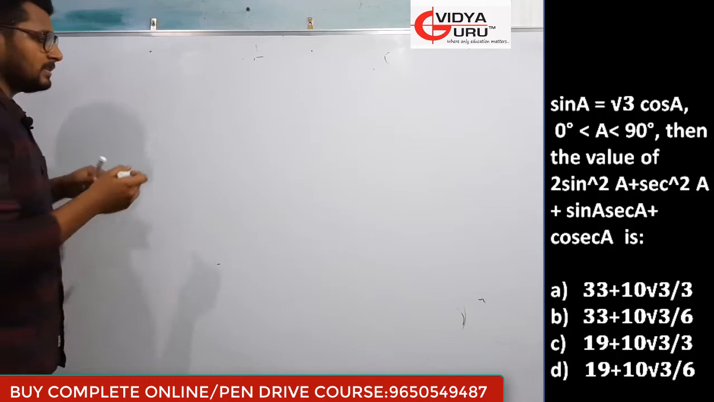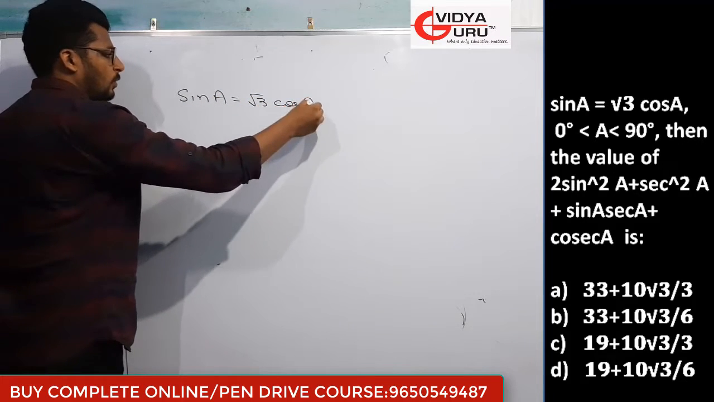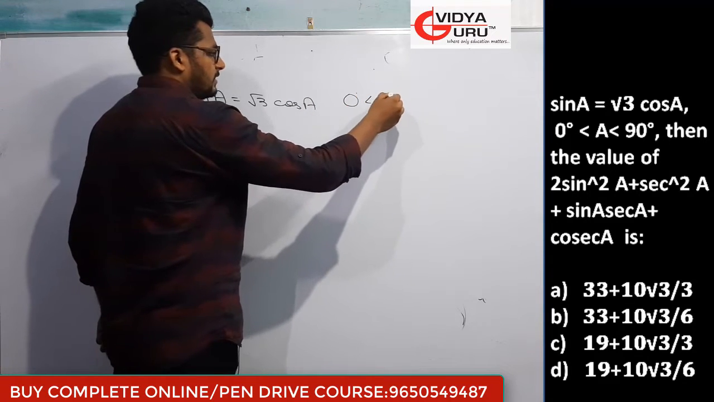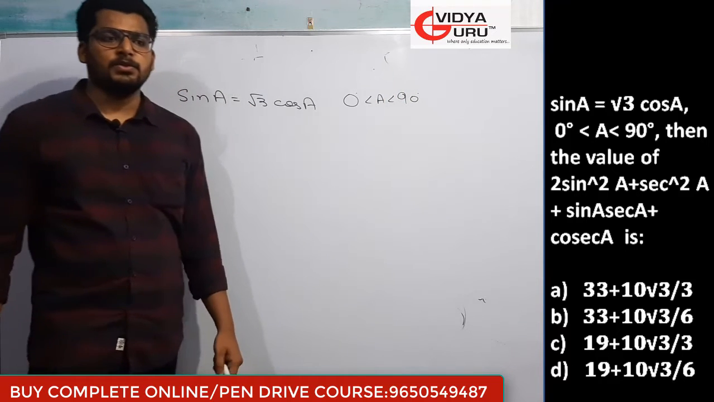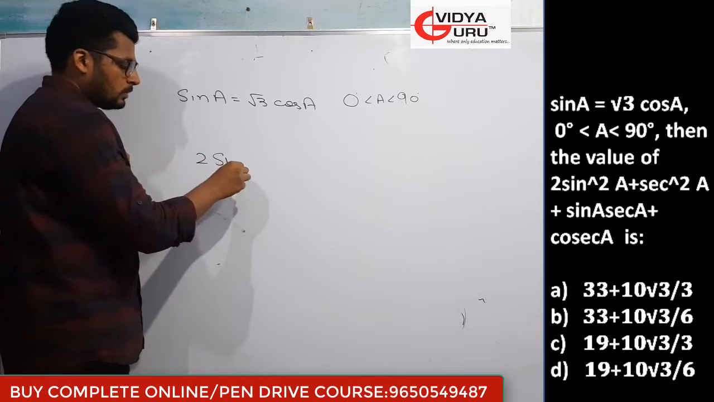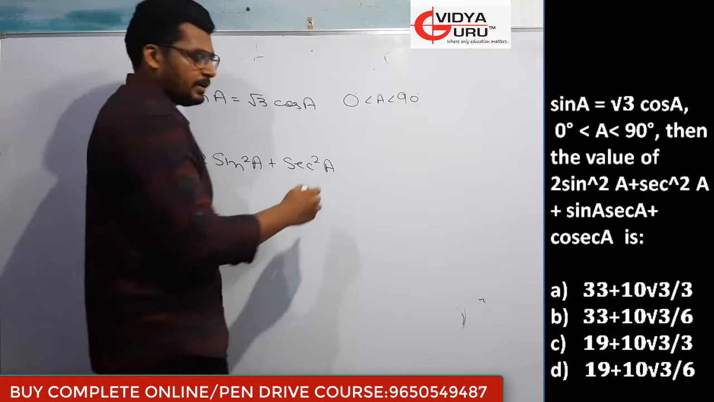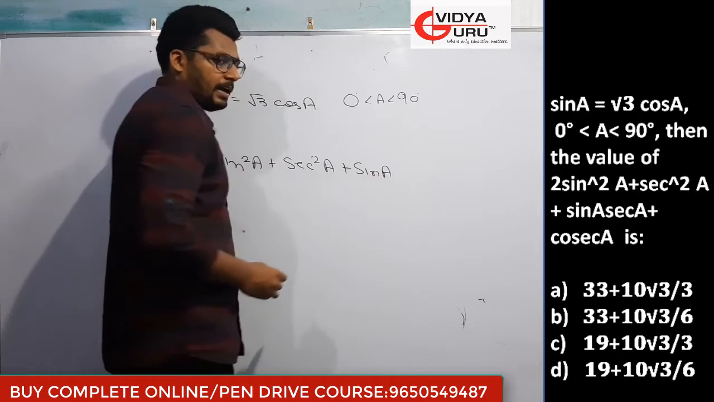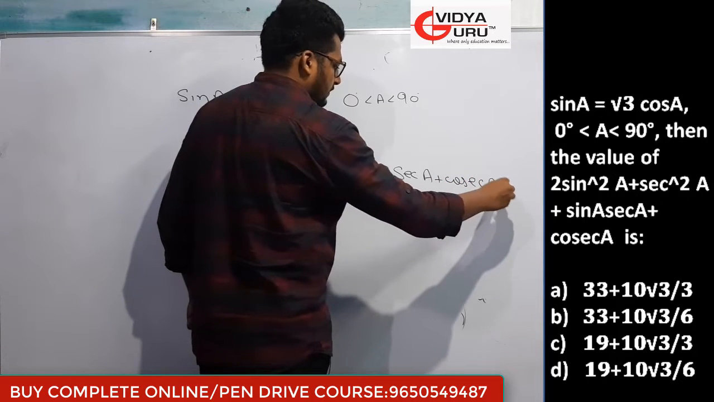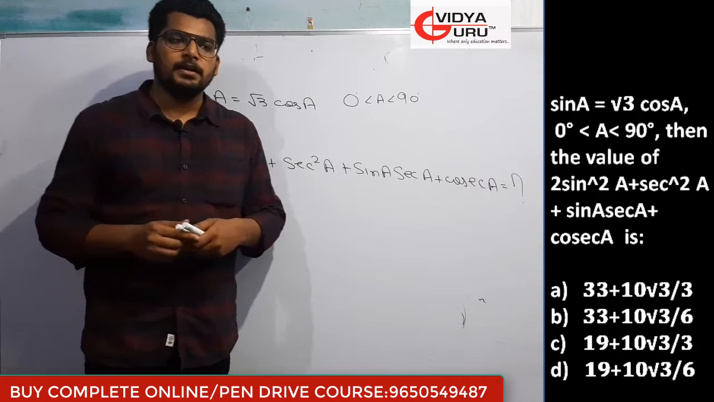What is the next question saying? Sin A is equal to root 3 cos A. This is given, and the question says A is between 0 and 90 degrees. The value of 2 sin square A plus sec square A plus sin A upon sec A plus cosec A is asked. All these questions are from recent examinations which have been conducted.